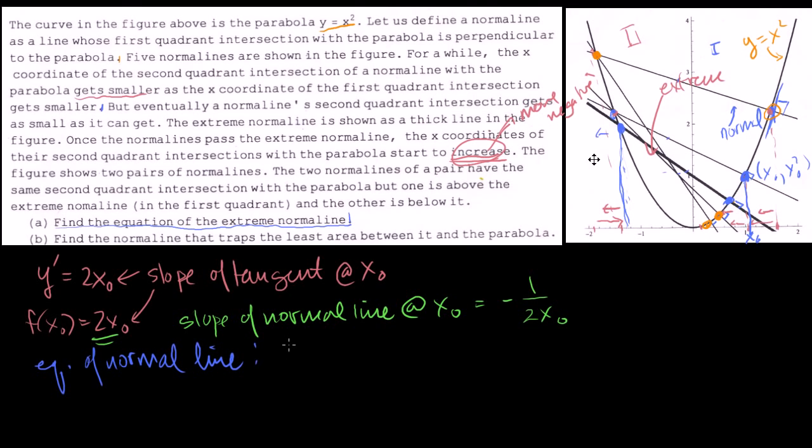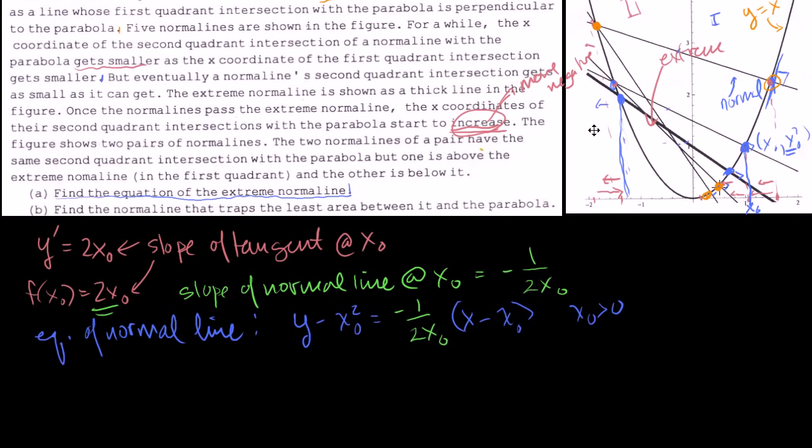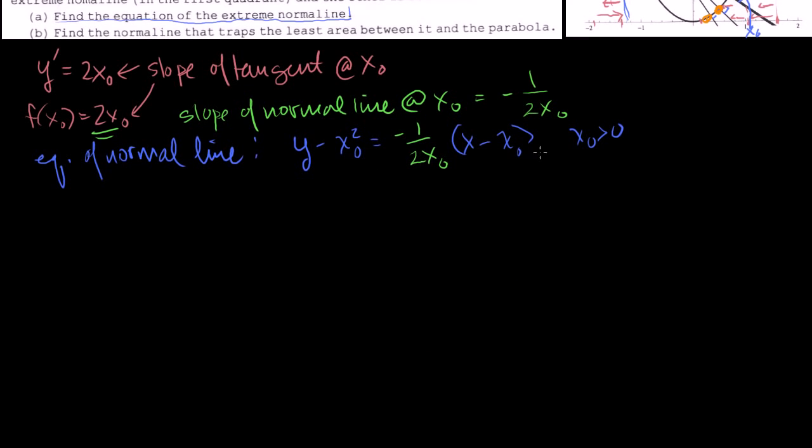would be, this is just a point slope definition of a line. You say y minus the y point, which is just x naught squared, is equal to the slope of the normal line, minus 1 over 2x naught, times x minus the x point that we're at, minus x naught. This is the equation of the normal line. So let's see. And what we care about is when x naught is greater than 0, right? We care about the normal line when we're in the first quadrant, when we're in all of these values right there. So that's my equation of the normal line.